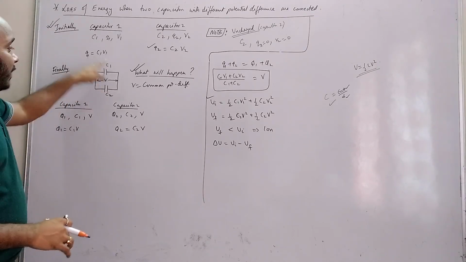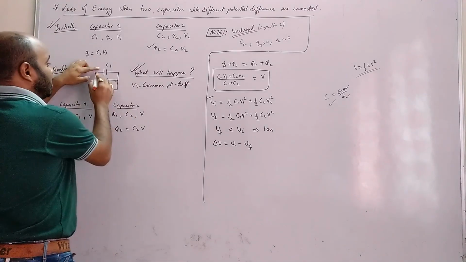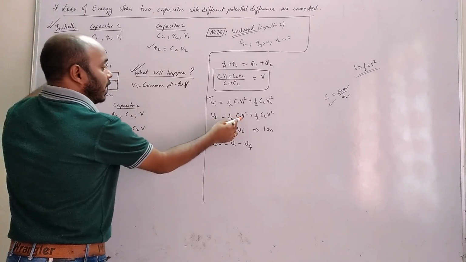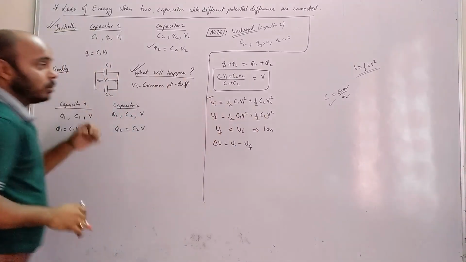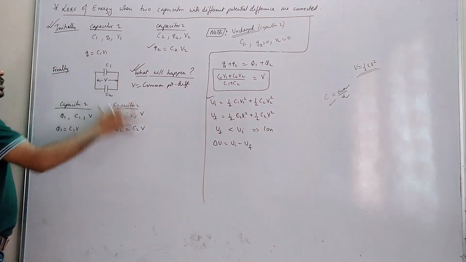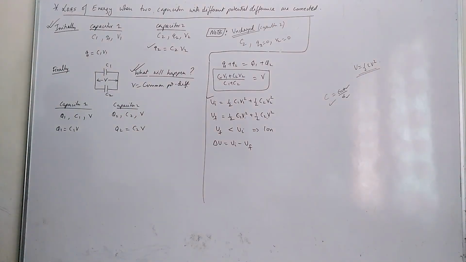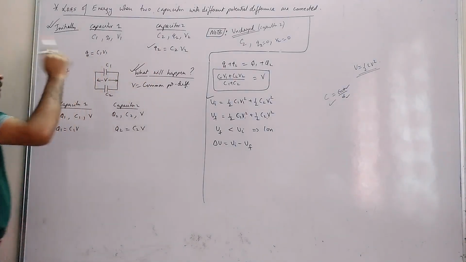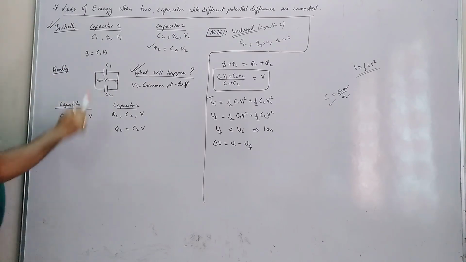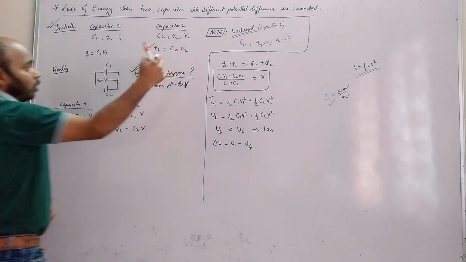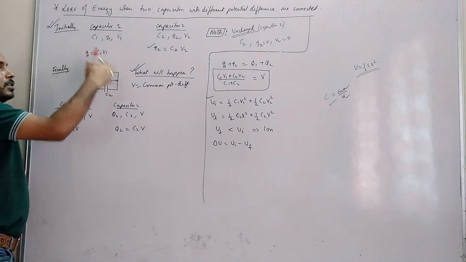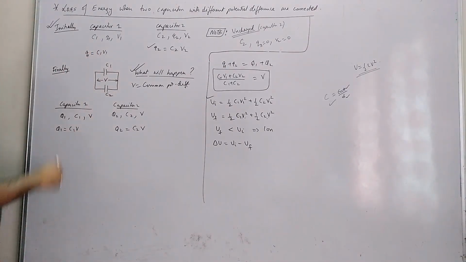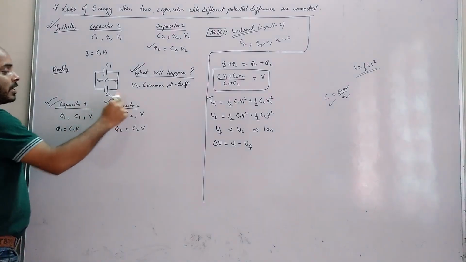To find the final energy, half C1 V square plus half C2 V square, V I don't know. So now we will understand how to calculate this common potential value. For calculating the common potential, we use the concept of charge conservation. The initial total charge will be equal to the final total charge. That is, the total charge in C1 and C2 all together will be equal to the charge after they are connected. So we will calculate the final charge values.